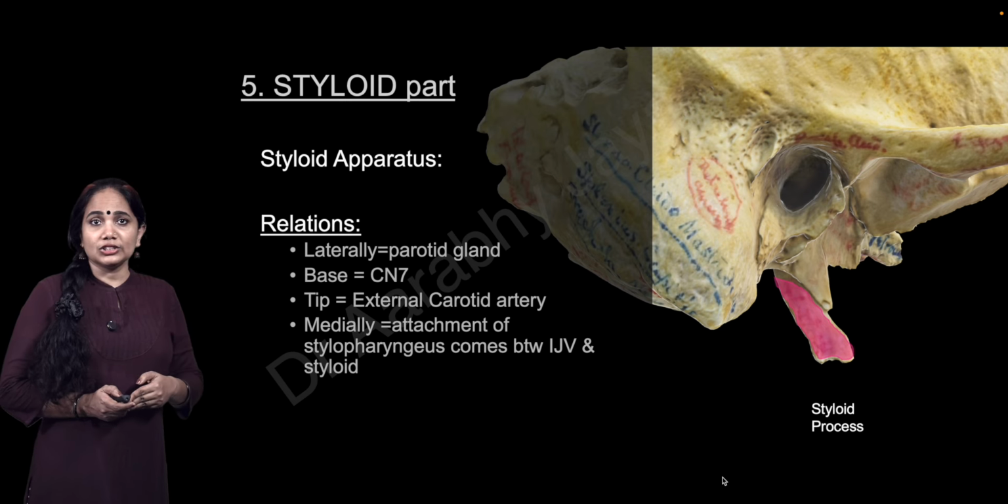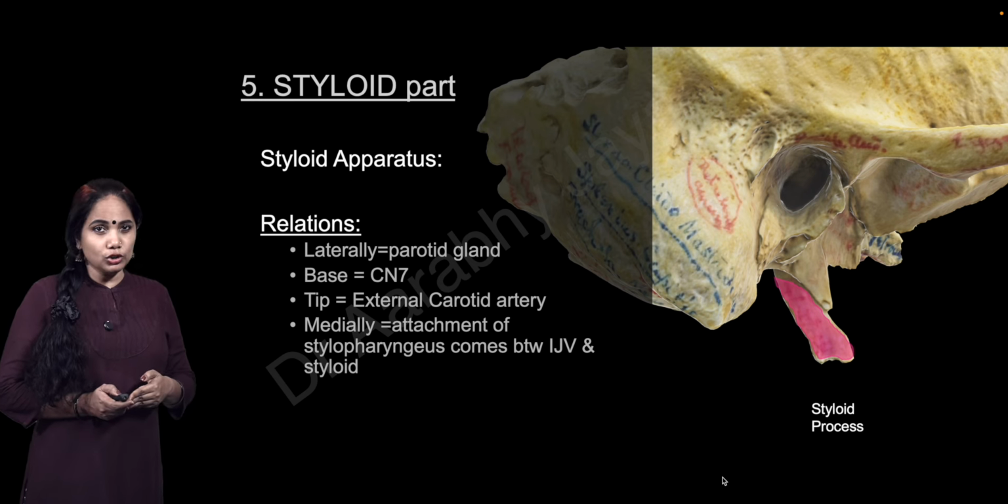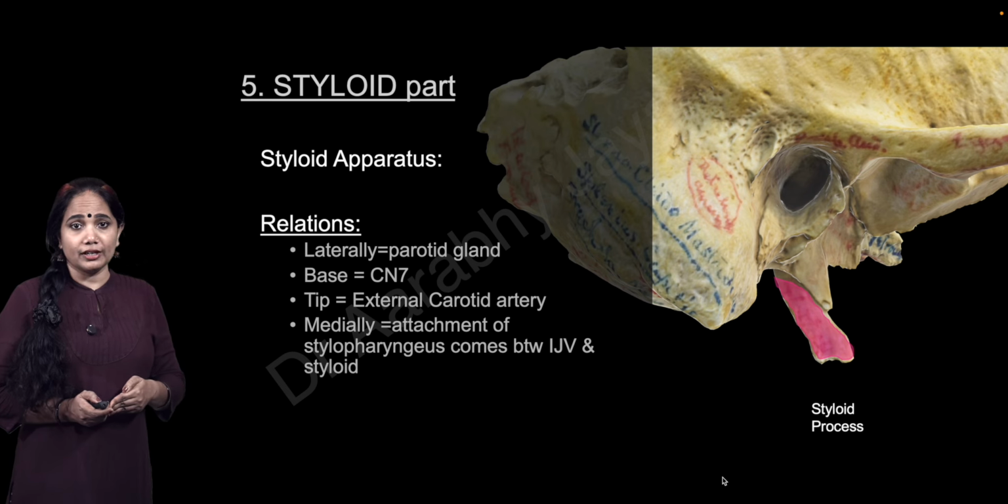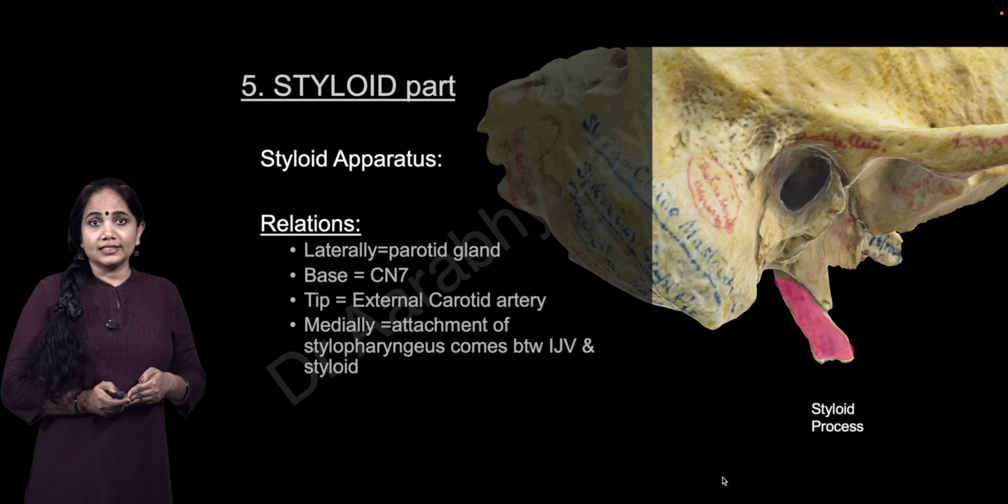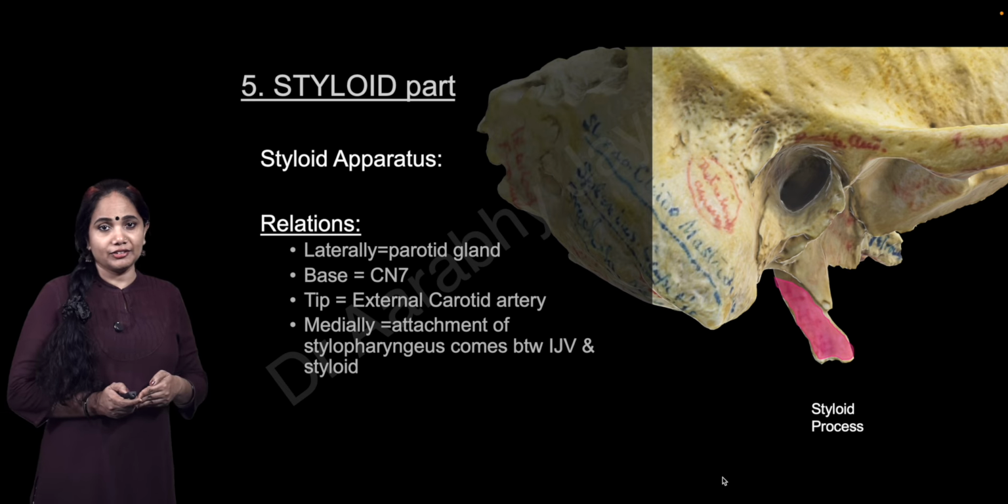Laterally, the styloid process is related to the parotid gland. Its base is related to the seventh cranial nerve. The tip lies in close proximity to the external carotid artery, and medially it is separated from the internal jugular vein by the attachment of the stylopharyngeus muscle.